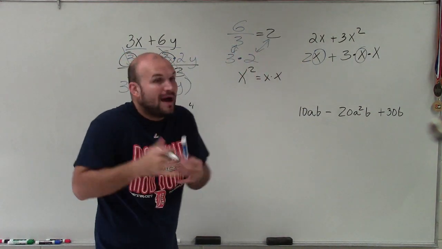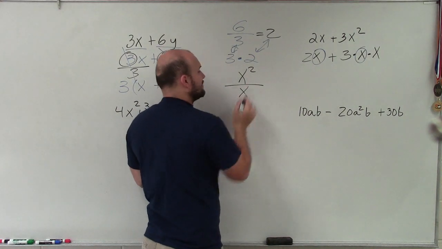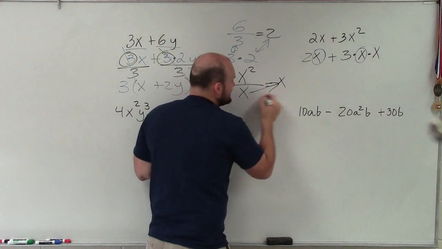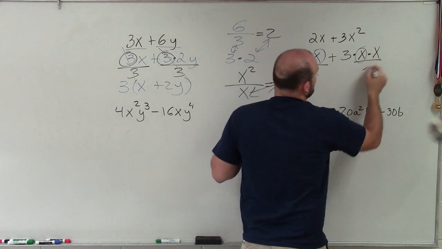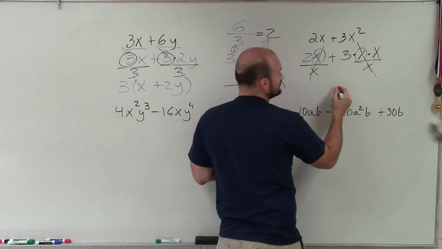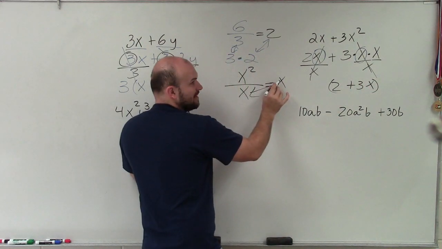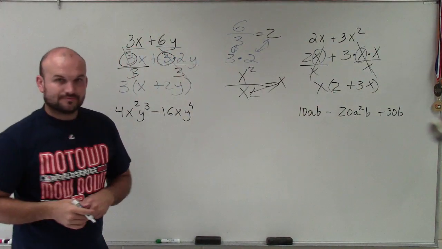Since we know x is a factor, I'm going to divide by x. When I take x squared divided by x, I'm just left with x. These are my two factors, right? So I'm going to divide each term by x. And when doing that, I'm left with 2 plus 3x. That's one factor, my quotient. And then my other factor is what I divided by, which was x. OK?